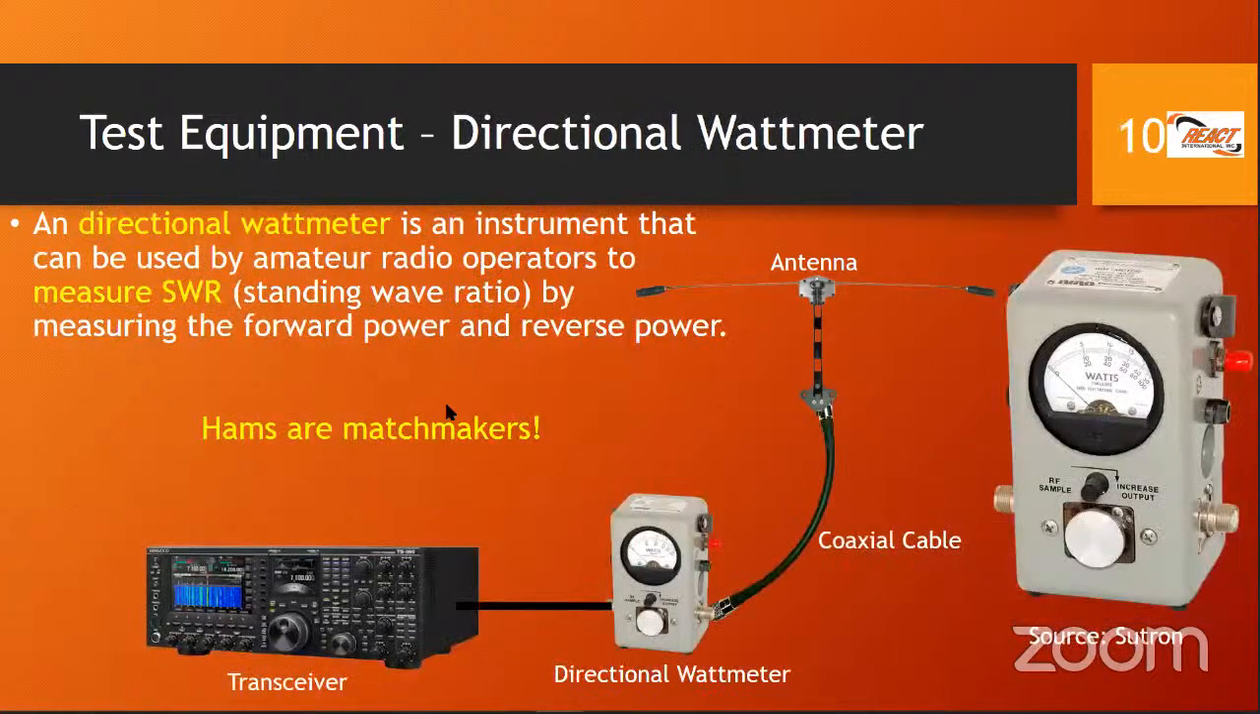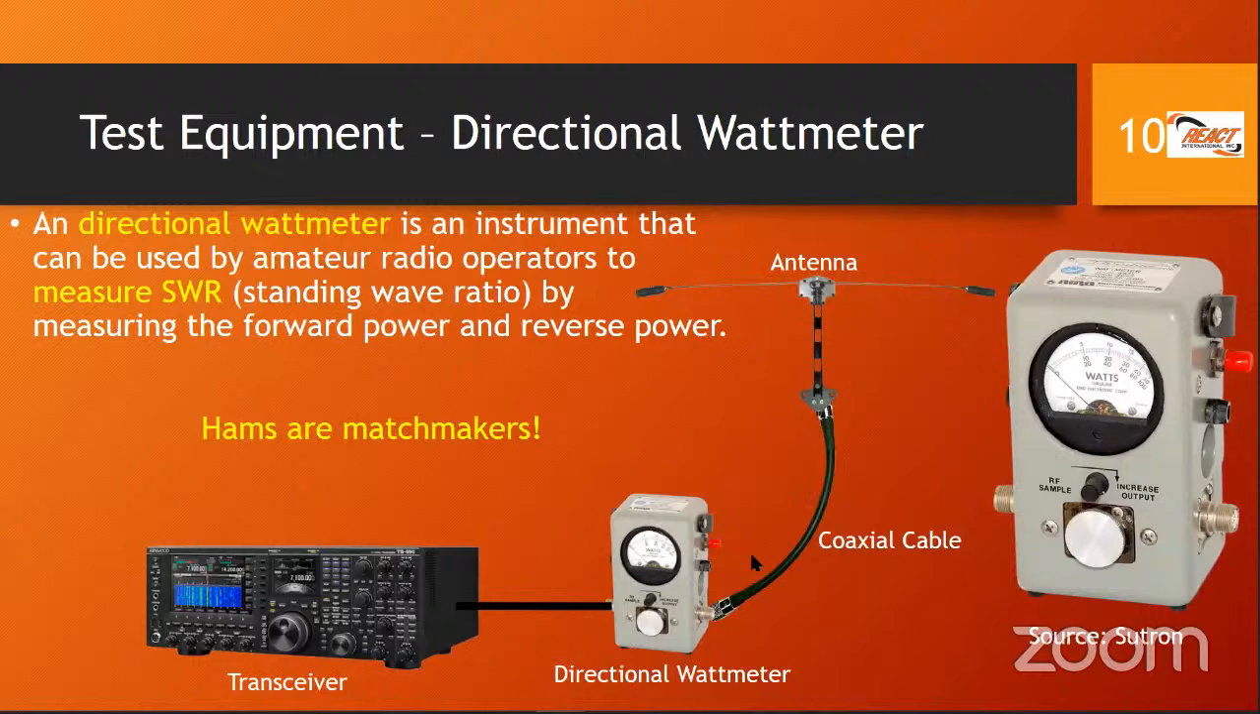All right. Yet again, test equipment, directional wattmeter. Well, what is that? On the right-hand side, we have what a wattmeter looks like. So this is it here. It's a Bird brand, I think it is. You have connections, you have in and you have out. You have different parts to it.